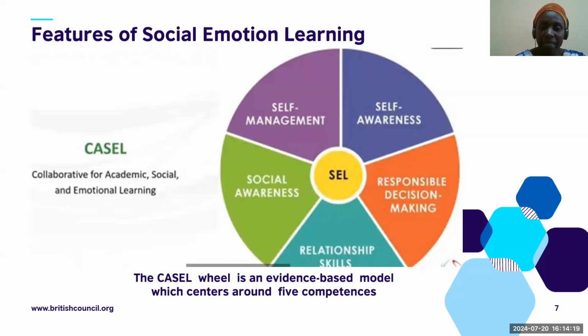It deals with self-management. It deals with self-awareness. It deals with social awareness. It deals with responsible decision-making, and also relational skills. So all of these 5 features are important in developing these social, emotional aspects in our learners. So the wheel is an evidence-based model which centers around these 5 competences: self-management, social awareness, self-awareness, responsible decision-making, and supportive relationship skills, the relational skills. Please, let's move to the next slide.